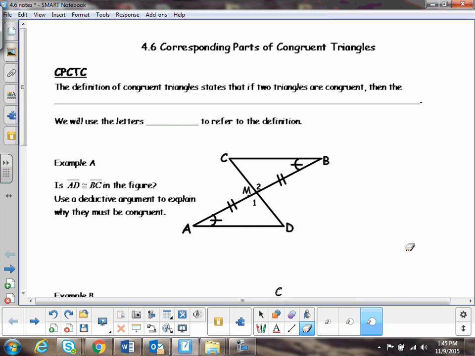Next part is 4.6, corresponding parts of congruent triangles. Y'all know what corresponding parts are, okay? If two triangles are congruent, let's say triangle ABC is congruent to triangle XYZ. ABC to XYZ. What does A correspond to? X, because I said A first and I said X first. What's B corresponding to? Y, and what's C corresponding to? Right. What's AB corresponding to?